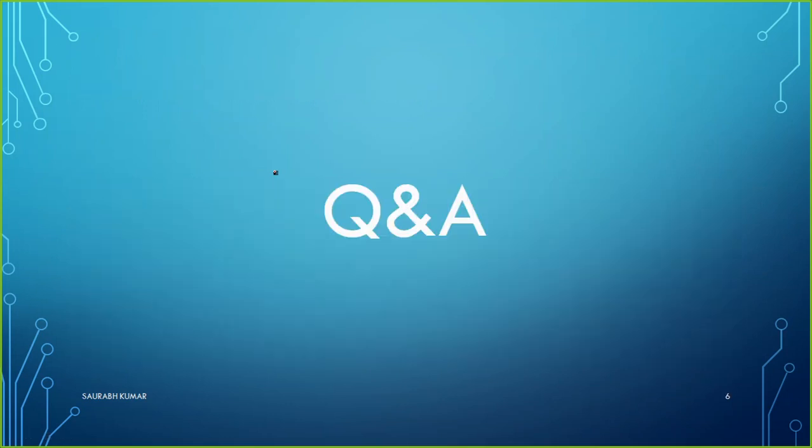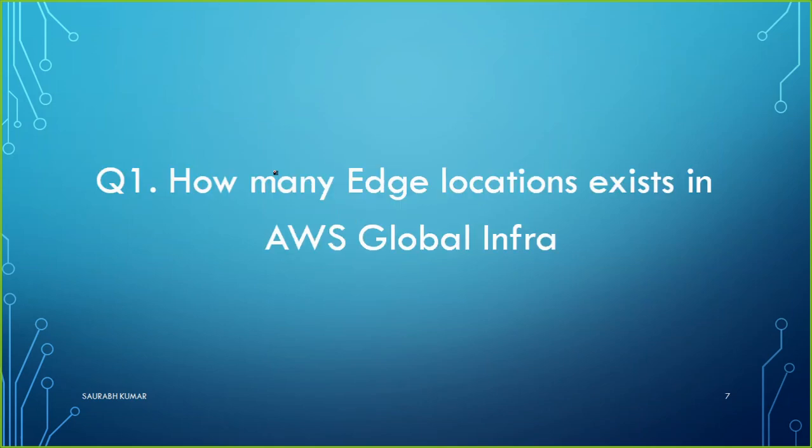Now I'm continuing with some question answers for today's lesson, what we have covered. The first question comes from the very first day of training: how many edge locations exist in AWS global infrastructure? What is the total number of edge locations we have? Please answer this in the chat box, in the comment box.